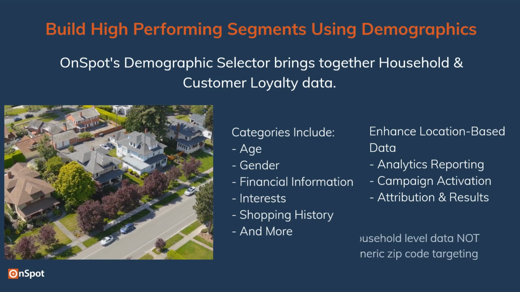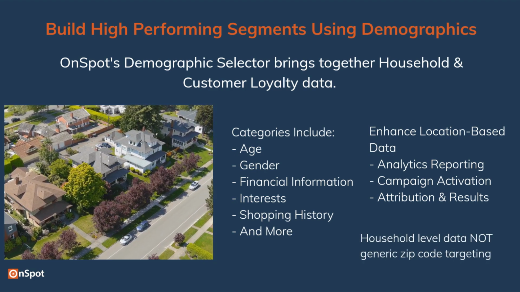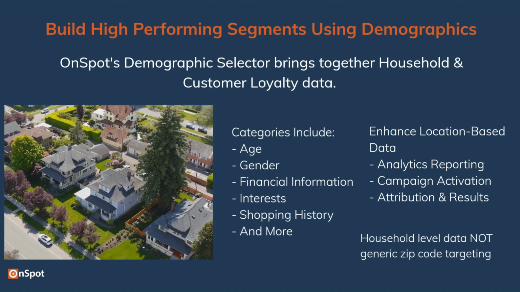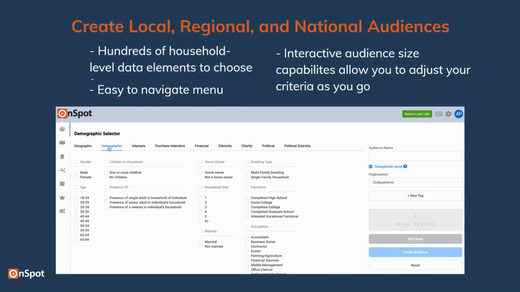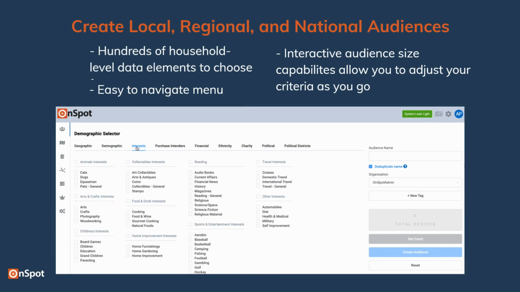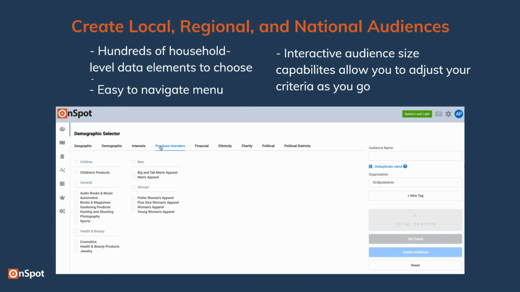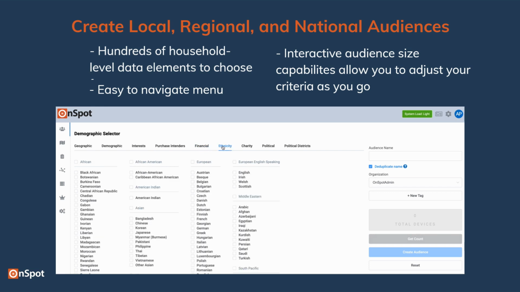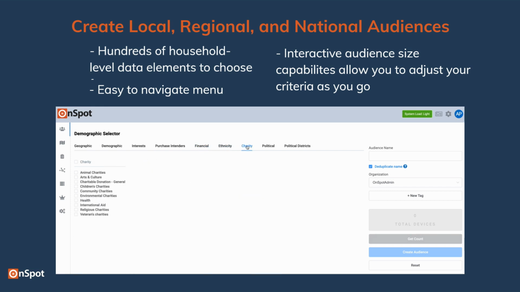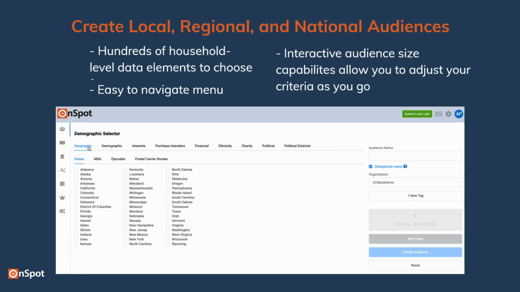OnSpot's demographic data is household-level data and not broad zip code-level data that you may receive elsewhere. Our tool allows you to create local, regional, and national audiences from hundreds of household-level data elements using an easy-to-navigate menu to select your target attributes. Additionally, the system interactively delivers audience sizing for further customization.